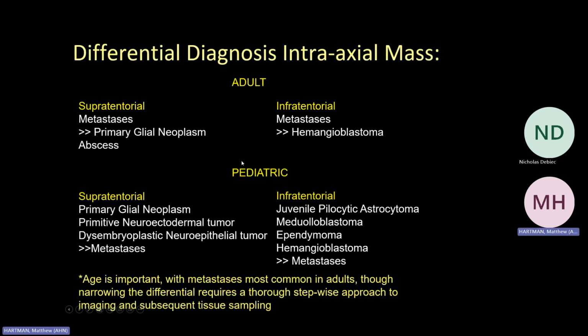This is a very complex slide, but the key here is when you get a lesion, it's important to know some information. First, the age of the patient, adult versus peds, and then where is it located, supratentorial or infratentorial. You notice Mets are on a lot of these lists for our adults, not so much for the kids. And this is a great thing about pediatric neuroradiology. You can really have a tight differential if you're able to localize it, characterize it as solid versus cystic, and have a stepwise approach.